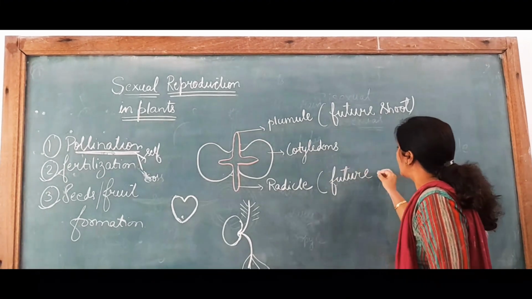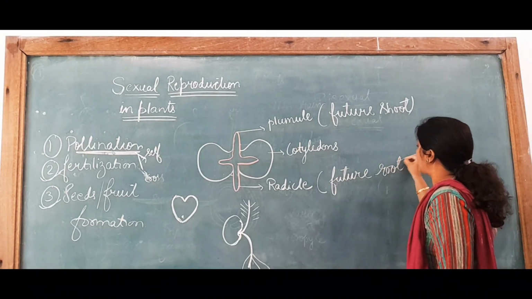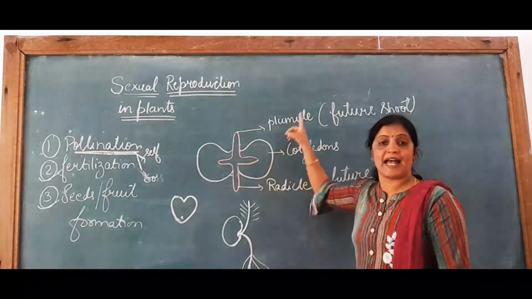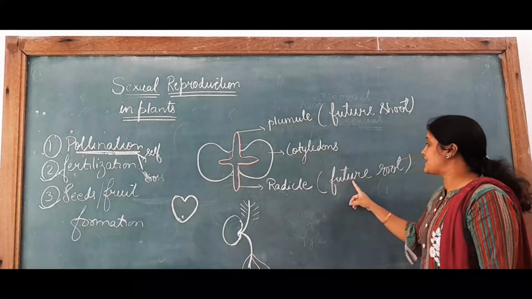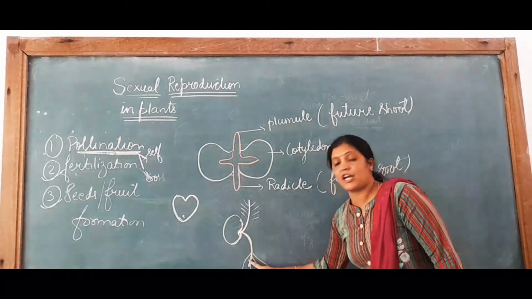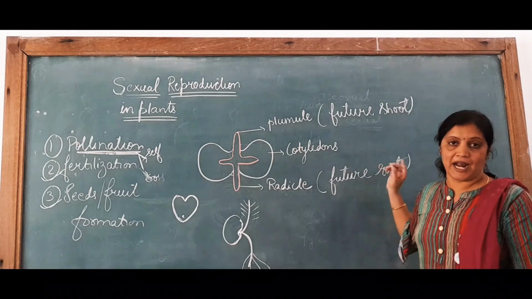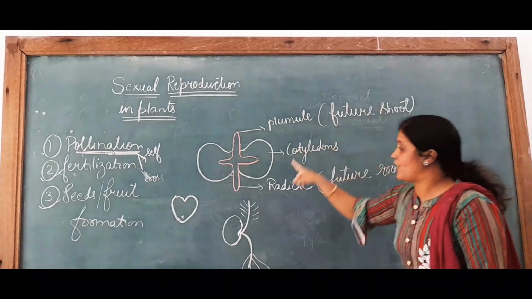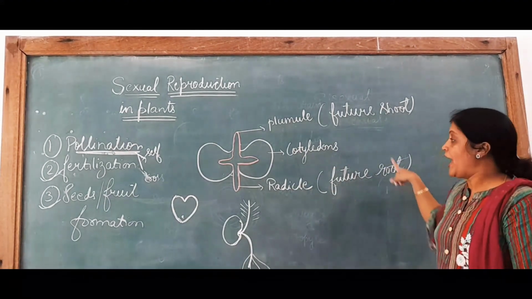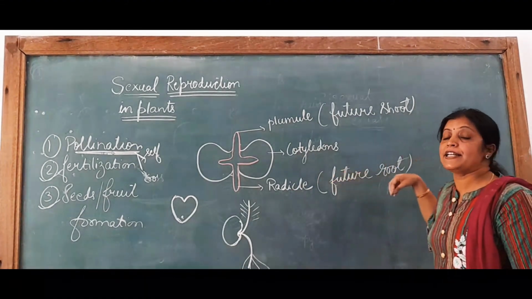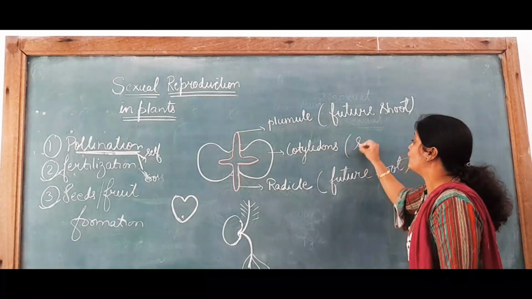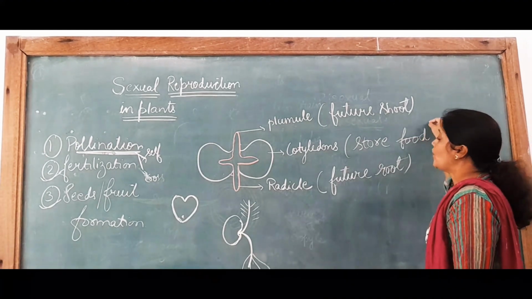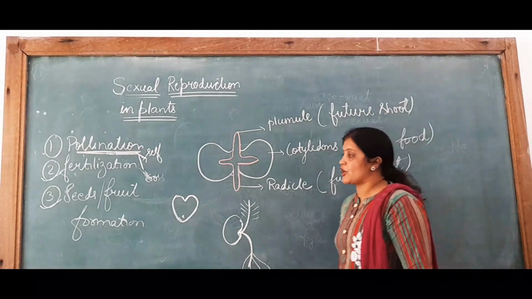This is another very important objective question. The plumule is a future shoot, after that it converts into the shoot part. And the radicle is a future root, which after that converts into the root in plants. So after germination, the plumule develops as a shoot and the radicle develops as a root. And the cotyledons work as storage of food. The cotyledon stores food. So this is about the structure of seed.